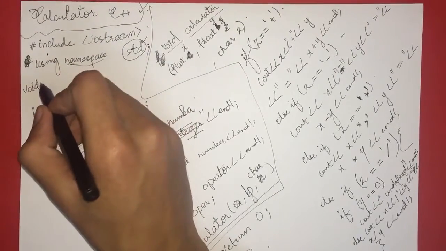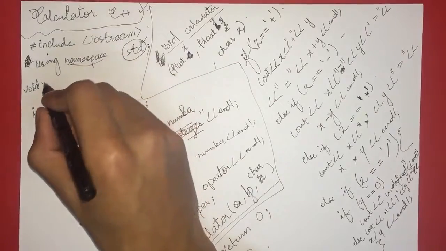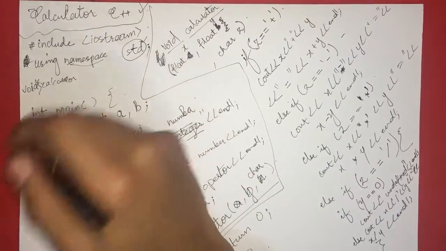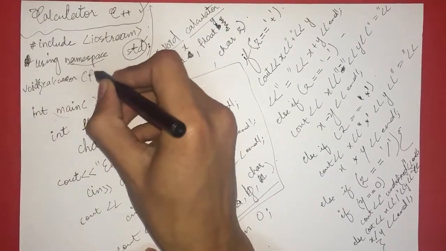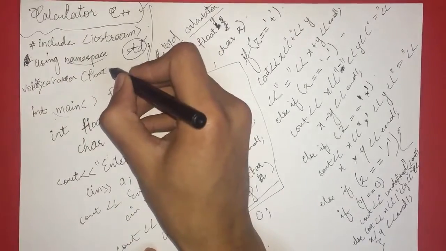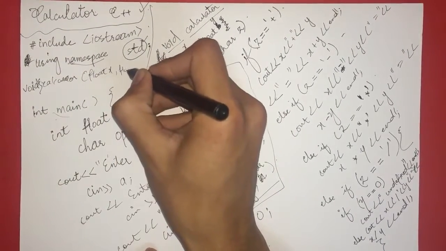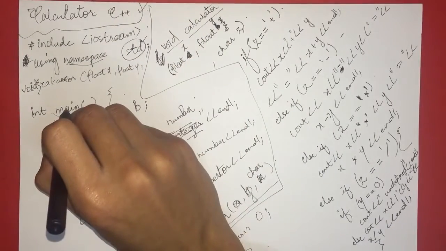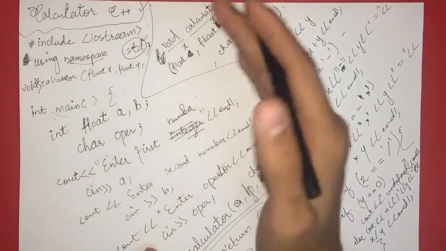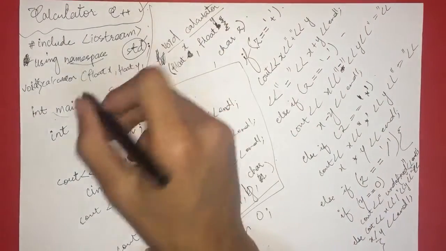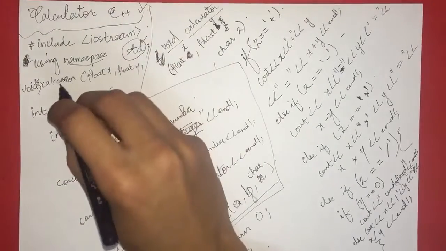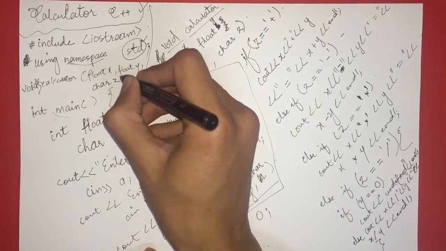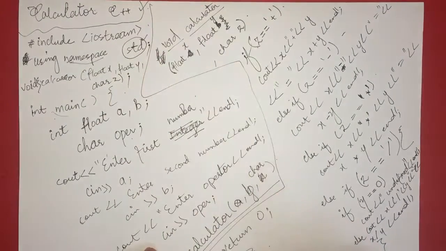So we are just going to write the function heading. So void calculator, there's no space, void calculator float x, float y, and char z. I should have written the rest of the stuff on the next page, but I'm so stingy that's why I'm not doing it. All right, so this is our prototype.